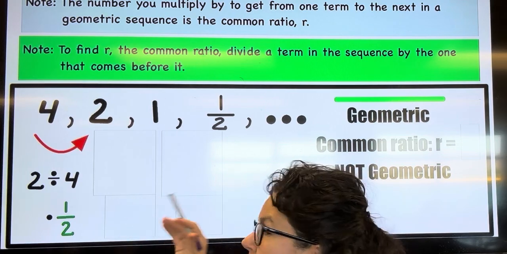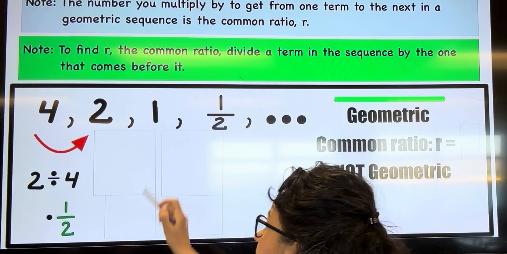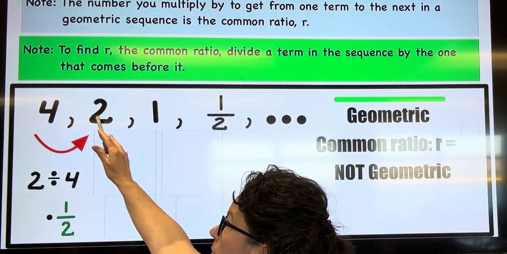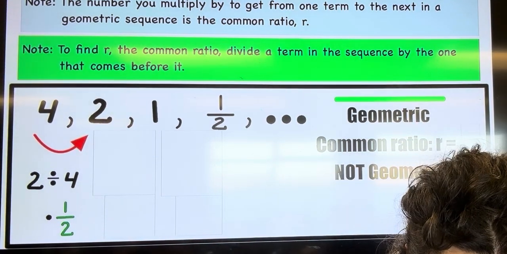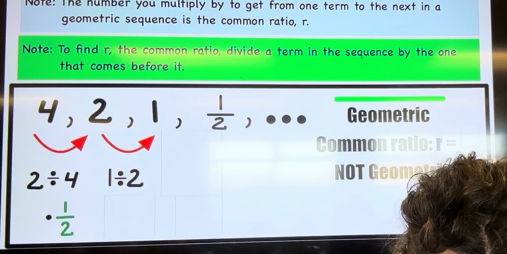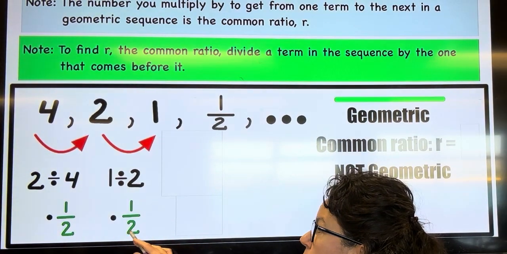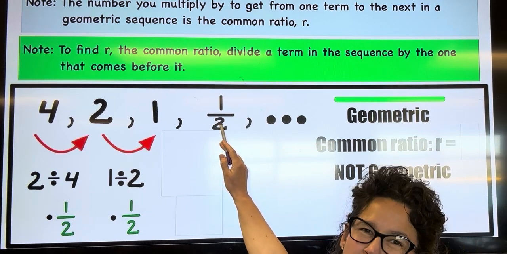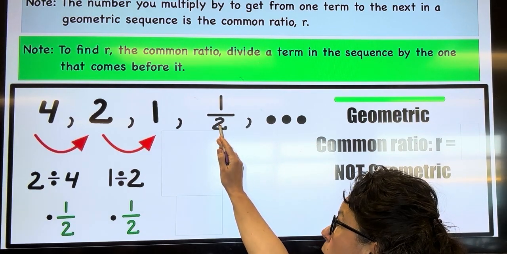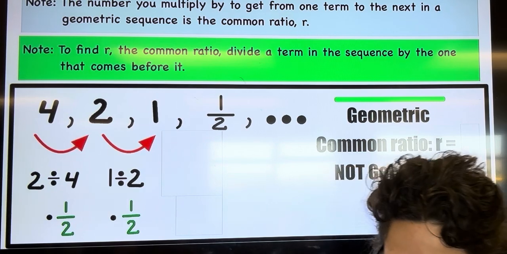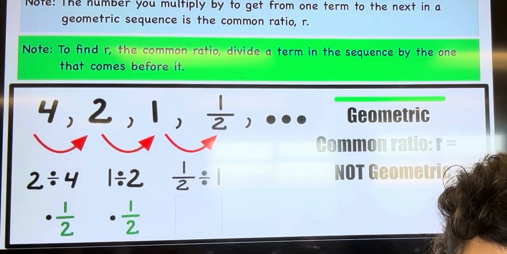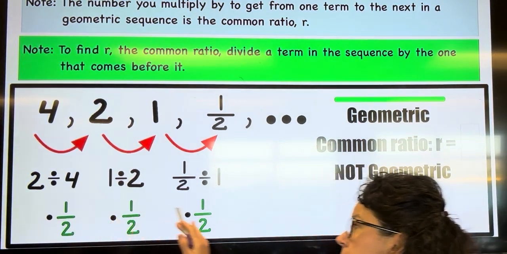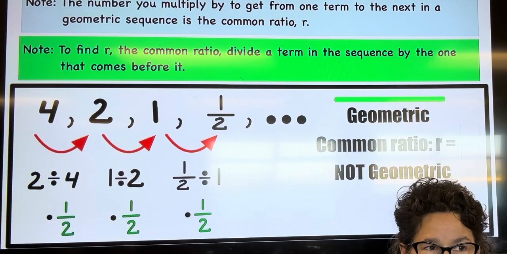Then let's repeat that and see if it stays consistent. If I take the number 1, I'm going to divide it by the one that came before it. So I'm taking 1 divided by 2, which is 1 over 2. So far there's a match. Let's do that one more time. This time we have a fraction, but we're going to take 1/2 and divide it by the number that came before it. So 1/2 divided by 1, which is 1/2. And notice we have the same answer every time.